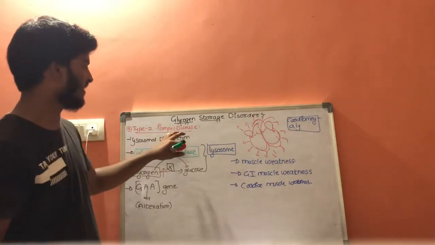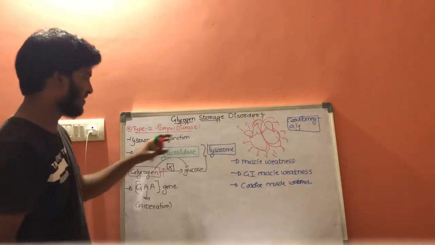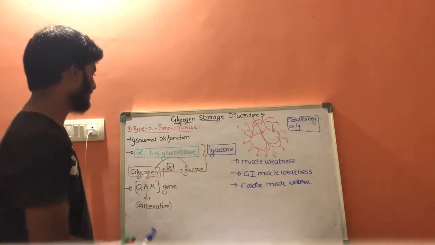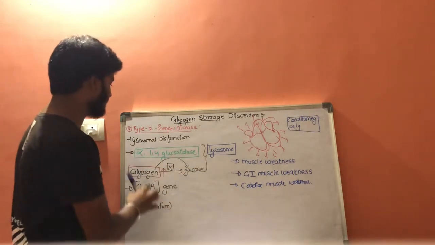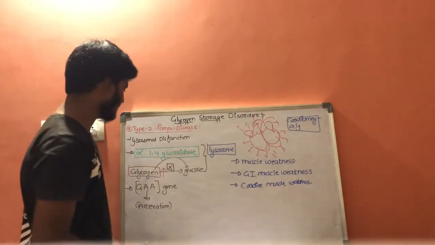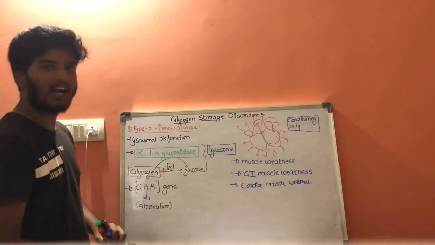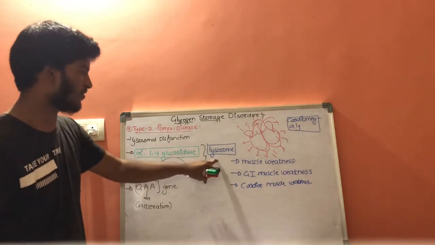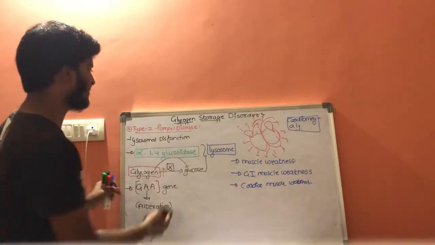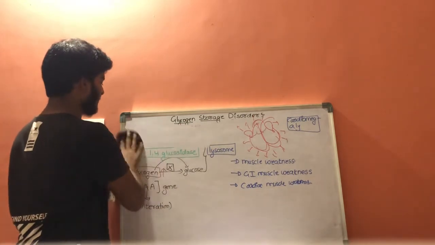This is about the second disease, Pompe disease, which is specific to lysosomes, and the deficient enzyme is alpha-1,4 glucosidase, which converts glycogen into glucose. If there are any alterations in the GAA gene of the lysosome, it results in Pompe disease. This is the second type of disorder, Pompe disease.